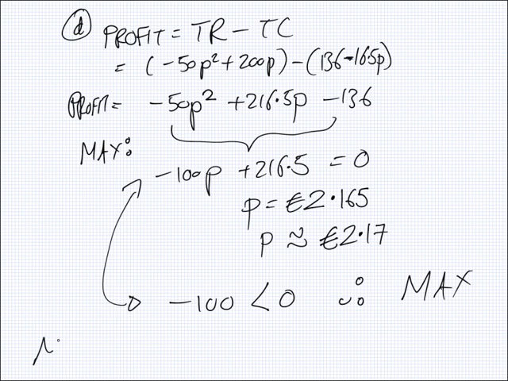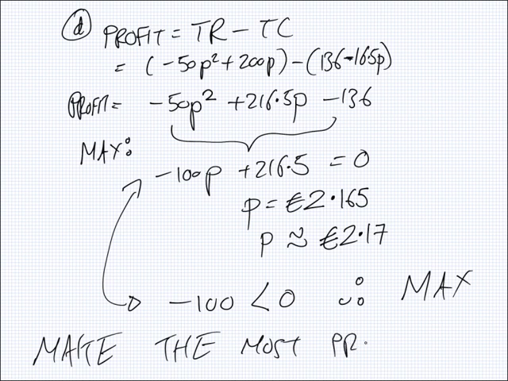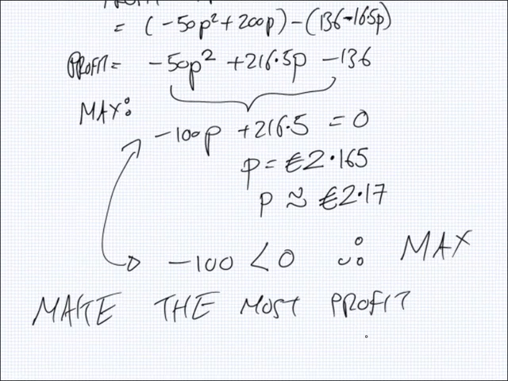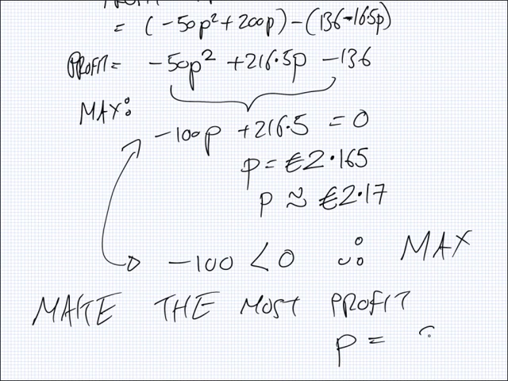So we can make the most profit when the price is equal to €2.17. Now this is very interesting if you think about it. Let's imagine the coffee shop was selling coffee at €2.50. What would happen to its profits if it dropped the price from 2.50 to 2.17?